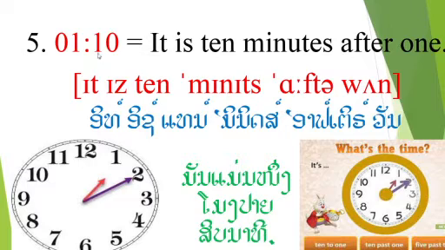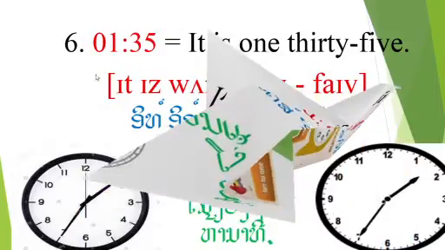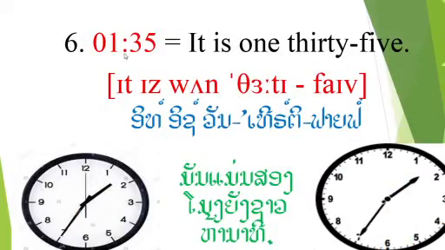1:10 is equal in an English sentence to: It is 10 minutes after 1. It is 10 minutes after 1. Next, continue to the next one. See number 6.